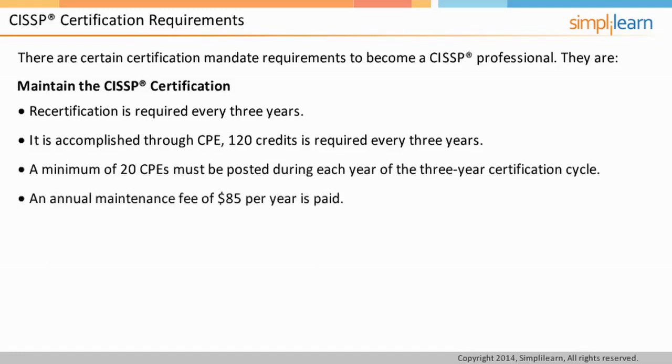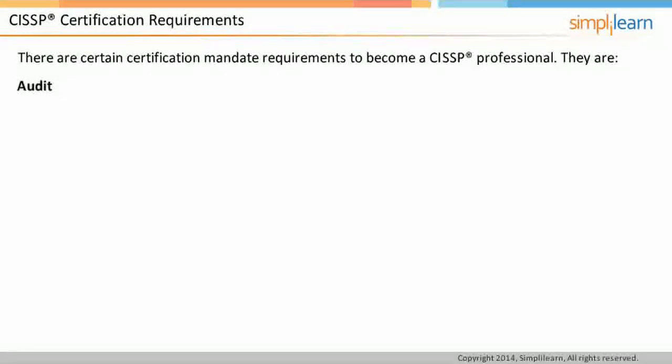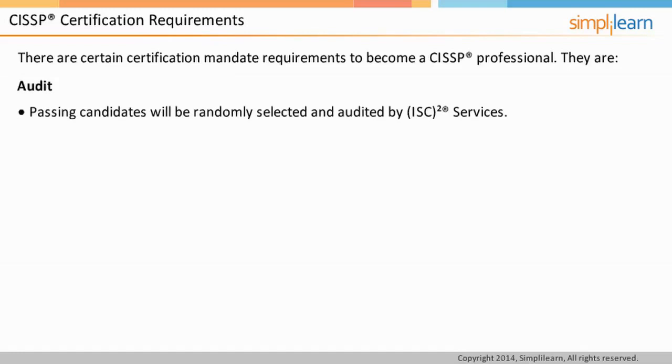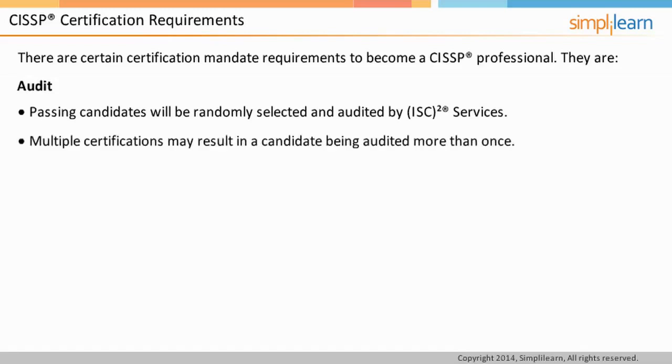CISSPs must also pay an annual maintenance fee of $85 per year. Audit. Candidates who pass the examination will be randomly selected and audited by ISC Square Services prior to the issuance of any certificate. Multiple certifications may result in a candidate being audited more than once.